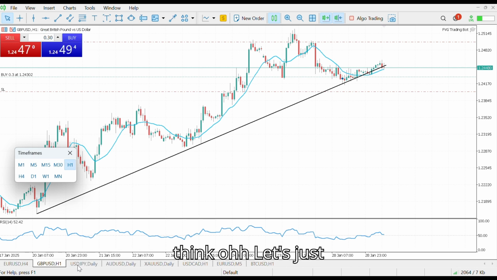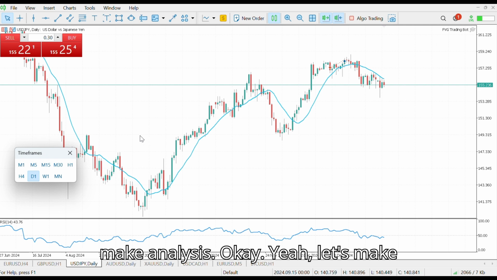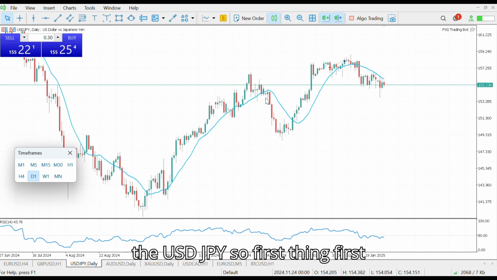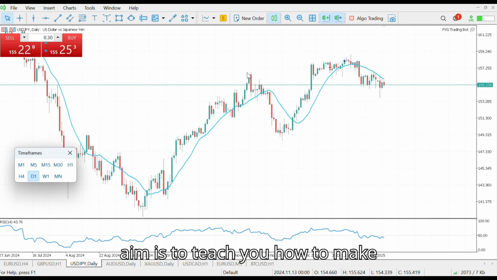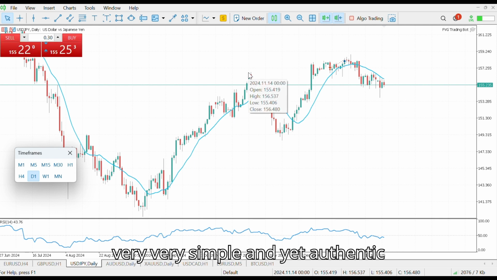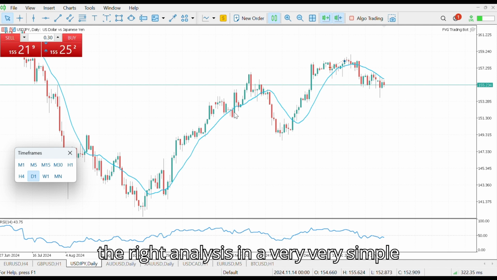Today, let's make an analysis on this particular pair here, the USD/JPY. My aim is to teach you how to make a very, very simple analysis, keeping it very simple and yet authentic. So, how do we make the right analysis in a very simple way?